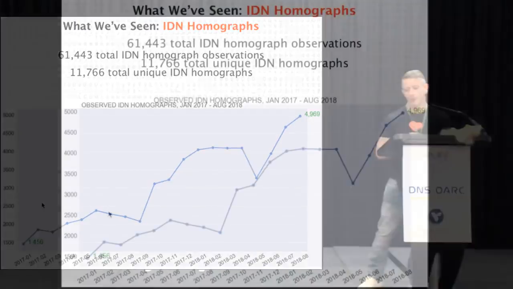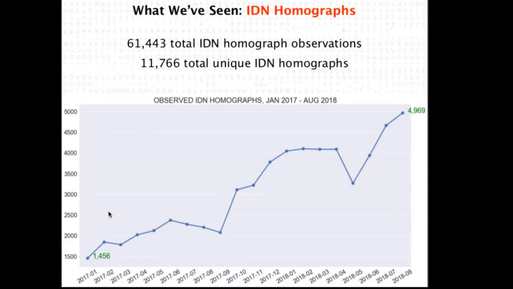So this is probably my favorite graph of this entire presentation, all of this work. It's nice when the data sort of supports the work that you're doing and says, hey, keep doing it, because it looks like the problem is just getting worse. Of these 20 months, starting in January 2017, we only had 1,456 of these 509 brands represented in our data. That number goes up 3.5 times 20 months later. So 61,000 and change total observations and almost 12,000 unique IDN homographs of those brands.